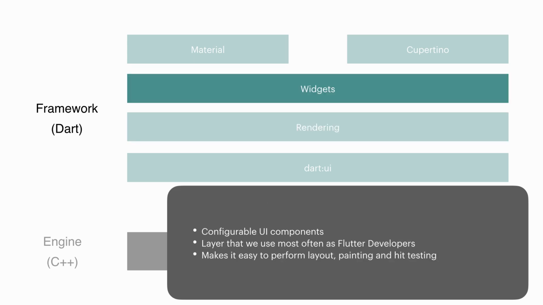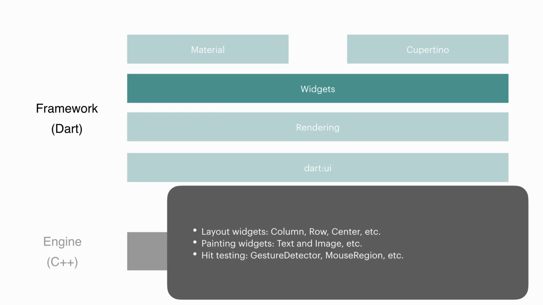The next layer in the tree is the widgets layer. So Flutter abstracts render objects by providing widgets, which are configurable UI components. As Flutter developers, this is the layer that we will be most familiar with. Widgets, as we know, make it easy to perform layout, painting, and hit testing. For example, some layout widgets are column, row, center. Some painting widgets are text and image, and some hit testing widgets will be gesture detector and mouse region.